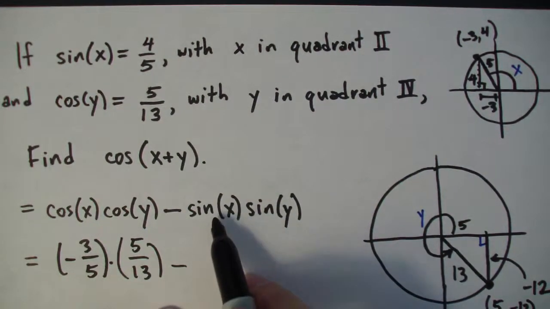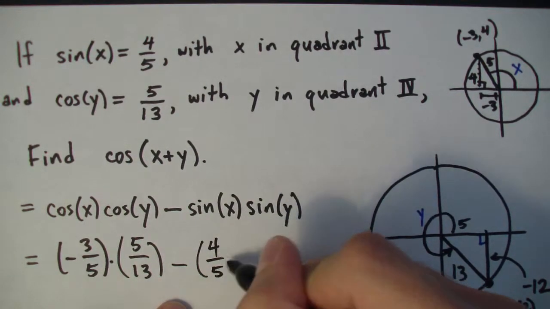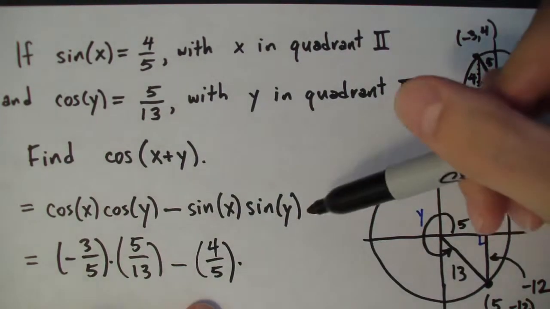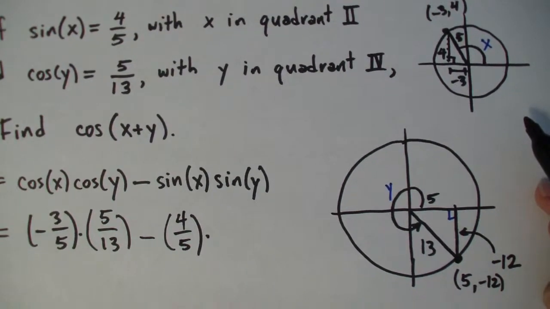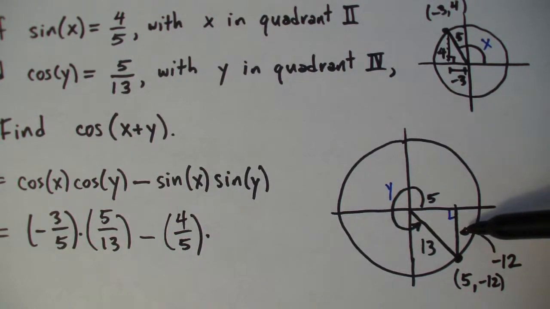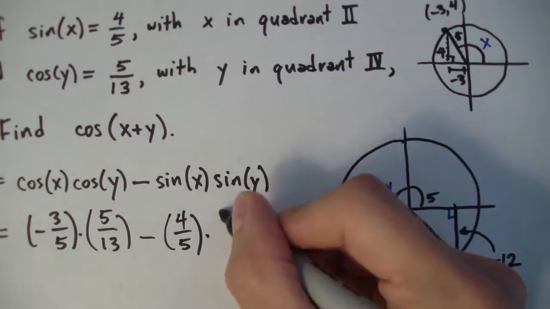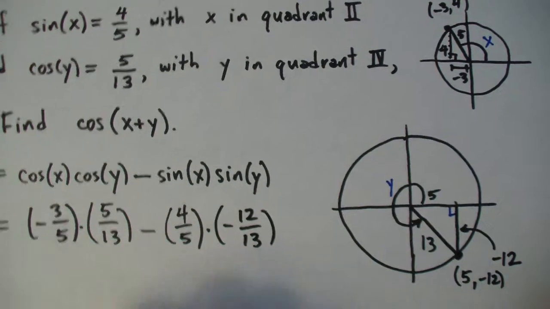And now sine of x, we were told, was 4/5. And sine of y, we were not told, but we can consult our reference triangle over here. And remember that sine is opposite over hypotenuse, so negative 12 over 13 is sine of y. And now we have everything we need.